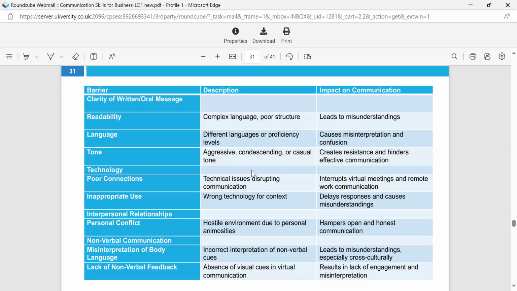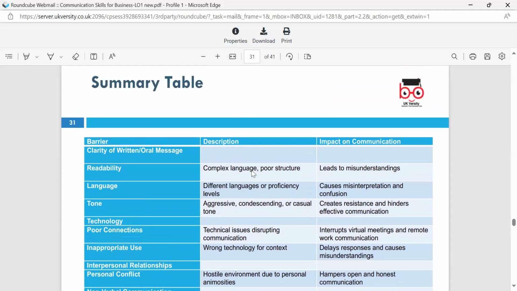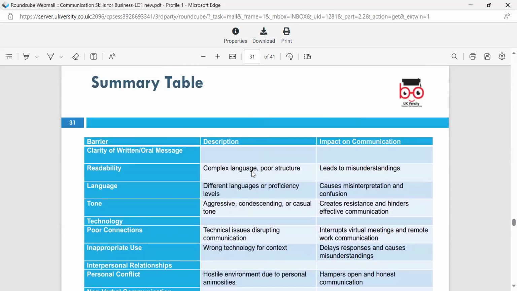Perception barriers, so people tend to perceive things differently. It's essential that you take into consideration the perception of others and think from their perspective as well. Another element is technological barriers, which is evolving every day, and it is necessary to keep up with technology, which we mentioned in this summary table, which we'll go through. So I'll just go through the summary table.